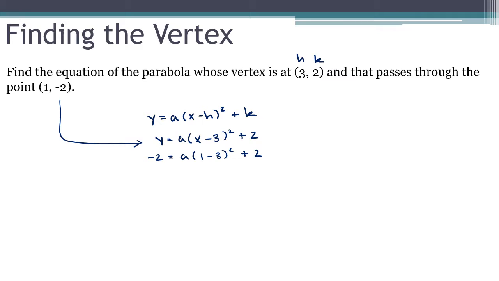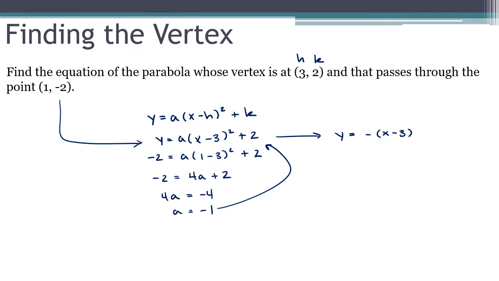And now I'm just going to solve this for a. -2 equals, let's see, 1 minus 3 is -2. -2 squared is 4. So this is 4a plus 2. Move the 2 over. 4a equals -4. a is -1. And there you go. I'm going to take this and put it back into here. And if I do that, my equation becomes y equals -(x minus 3) squared plus 2.